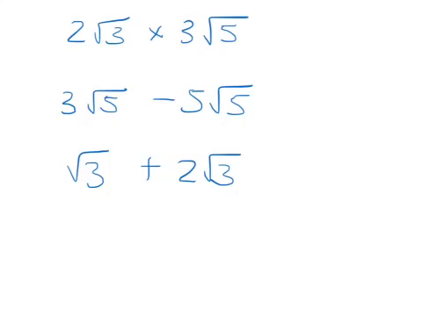Okay, here's the first one. Because we're multiplying, you don't have to make the roots the same. Just multiply that with that and get 6. Multiply that with that, and because they're both in jail, they become root 15.